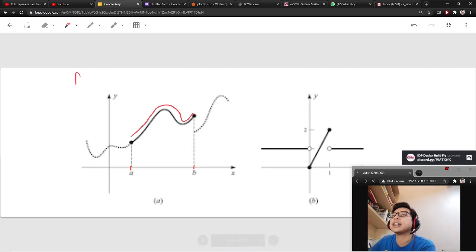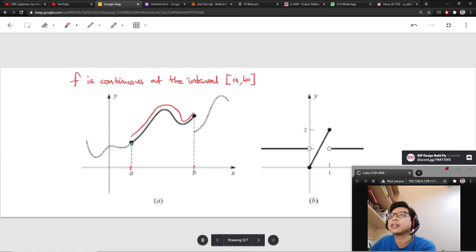So we can say here f is continuous at the interval a, b. So usually when you use square bracket here, it means include a and b, and usually when you include a and b, the dot here is blackened. Let's say this is C and this is D up here, D.